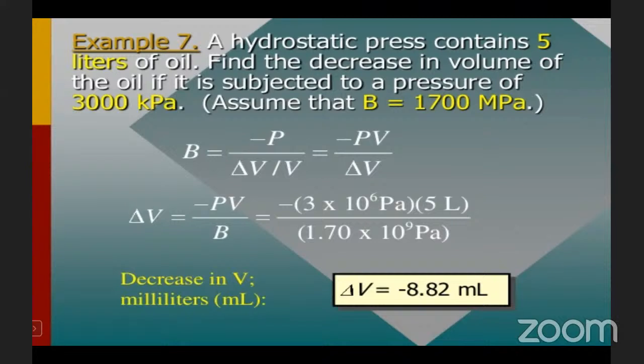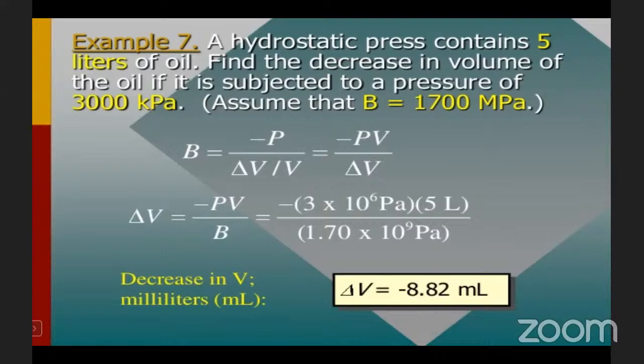So once again the question: a hydraulic press contains 5 liters of oil. Find the decrease of the volume of the oil if it is subjected to a pressure of 3000 kilopascals. Okay, simple thing. The change of the volume del V, the answer is minus 8.82 milliliters.